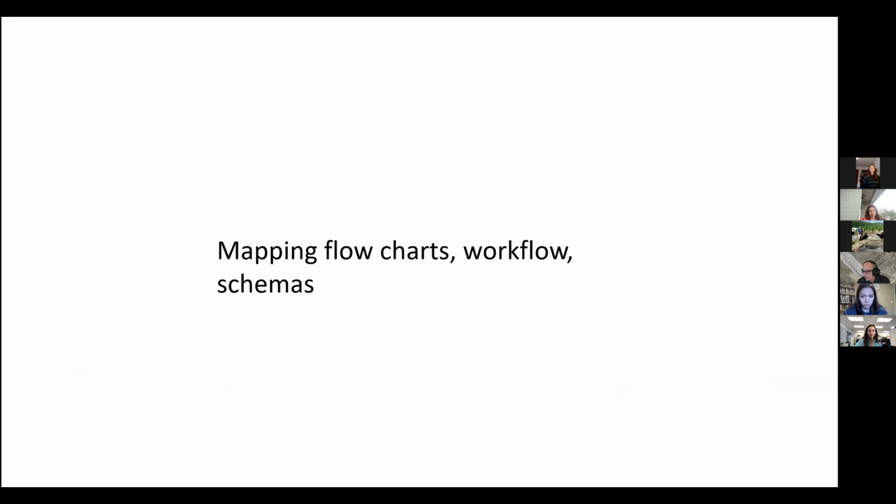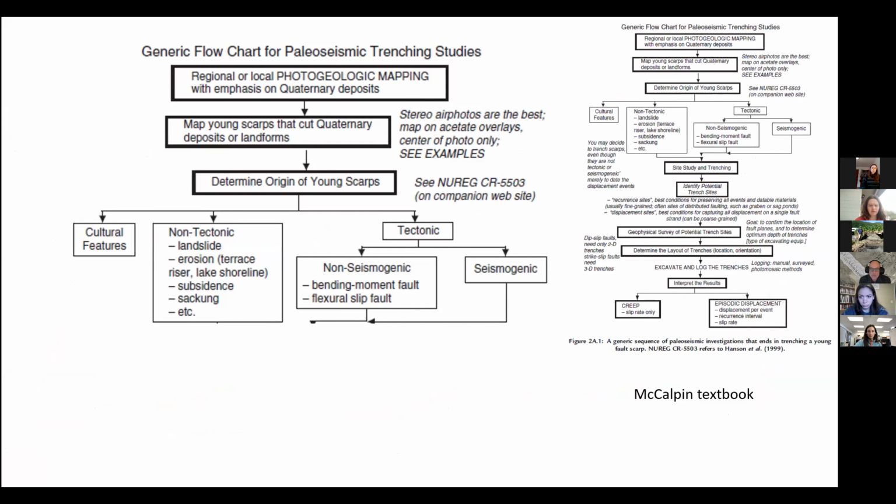And so I want to talk then about some flowcharts that might be helpful for you guys. This is something from the McAlpin textbook that you may have seen. He points out this kind of flowchart of doing your regional photogeologic or image-based mapping, as you guys are, with emphasis on the geomorphology and Quaternary, and then homing in on young scarps and trying to interpret those as being either anthropogenic, non-tectonic, or tectonic. And then the lower part of this is to do a site study, but we're really just worrying about the upper part for the fault trace mapping.